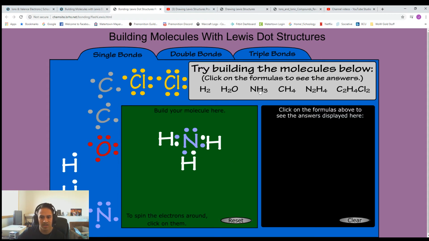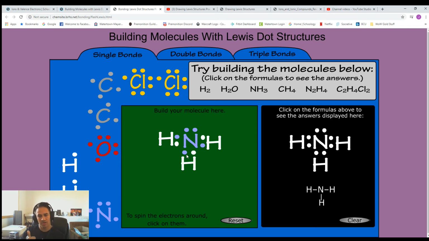So let's click on NH3. There we go. We see that this drawing here on the right, this structure, is the same as the one that we've just made. So, all right, cool, which means we're doing it correct. All right, so we can clear that.